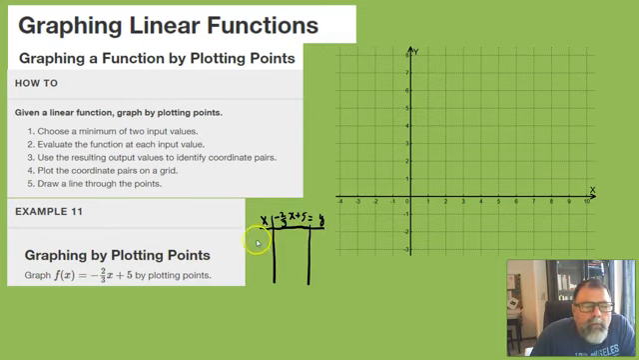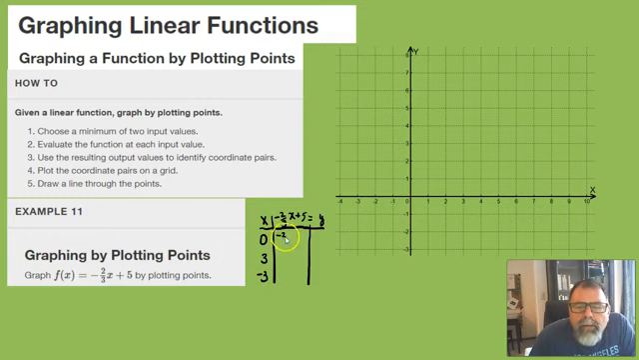Okay, so I always do 0. Now since this is a fraction, I want to pick something that will cancel the fraction. So I can do like 3 and 6. Because that will cancel the fraction part. Or if I want to do a negative one, I can do like negative 3. If I want to do 4 points, I would go to 6.